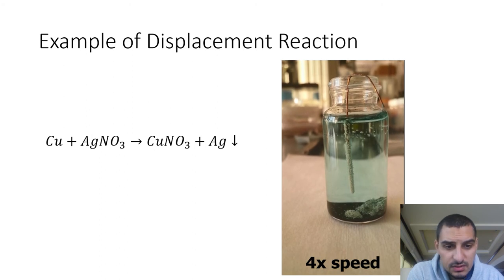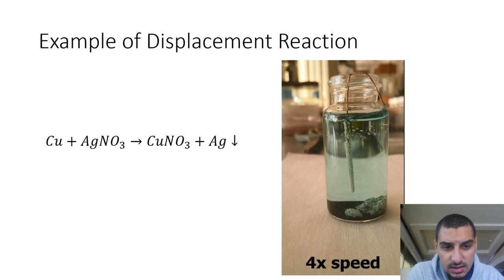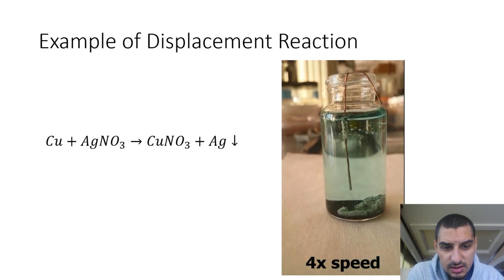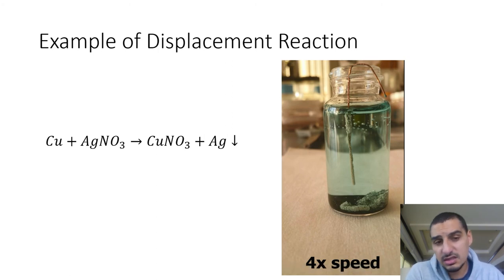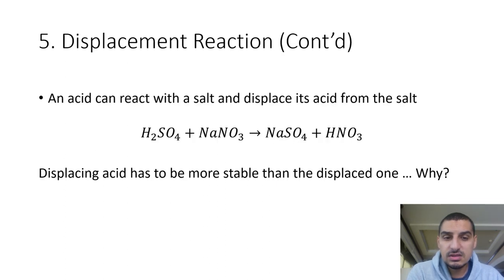And now the video is speeded up, and you see that the silver is precipitating, and then when the copper is exposed, more silver is precipitating, and the reaction proceeds spontaneously. I didn't put any voltage, I didn't put anything to speed up the reaction, it just happens spontaneously. So this is for the displacement reaction.